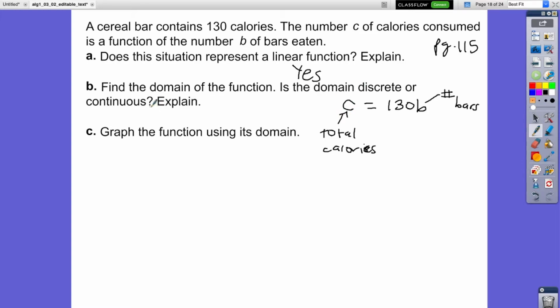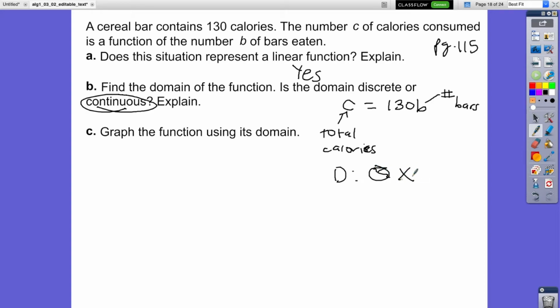Okay, find the domain. Is it discrete or continuous? Let's do discrete or continuous. Do you think it's discrete or continuous? Continuous. Okay, why is it continuous? Because you can eat half a bar. Okay, so the domain, if you talk about the domain here, I can eat 0 bars, correct? Yes. Okay, so it keeps going at 130. Actually, so you can eat 0, you can eat half.